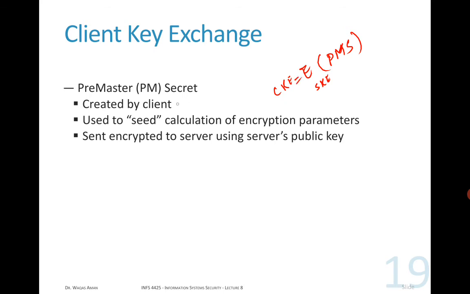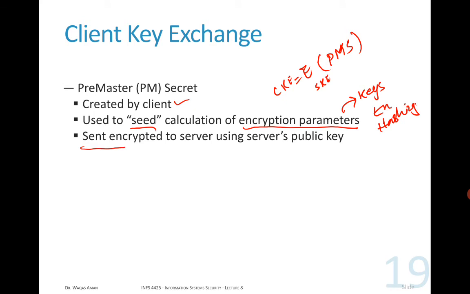So it is created by the client, as we mentioned earlier, and this is not directly used for encryption, decryption, or for message hashing. Instead, it is used as a seed, an initial value, to calculate more keys. It is used as a seed for calculation of encryption parameters. So it is used as a seed value to create more keys, and those keys are then used for encryption, decryption, and for hashing, digest, message integrity.